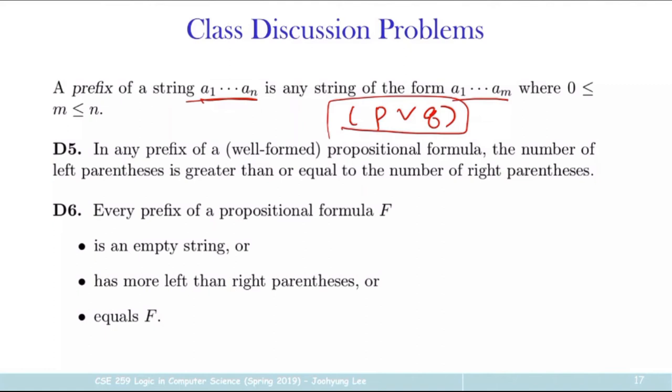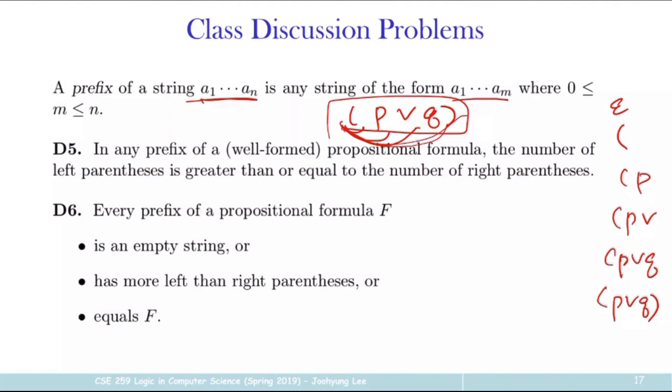The first one is actually the empty string, it is a prefix, okay? And this is also a prefix, taking only one. Taking two is also a prefix. Taking three is also a prefix. Taking four, also a prefix. Taking the whole is also a prefix. So this formula has 1, 2, 3, 4, 5, 6 prefixes. Okay, so you get it, right? So a prefix is just an initial segment. Any initial segment.